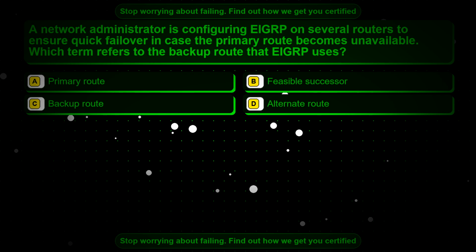Question 6. A network administrator is configuring iGroup on several routers to ensure quick failover in case the primary route becomes unavailable. Which term refers to the backup route that iGroup uses? Option A, primary route. Option B, feasible successor. Option C, backup route. Option D, alternate route.